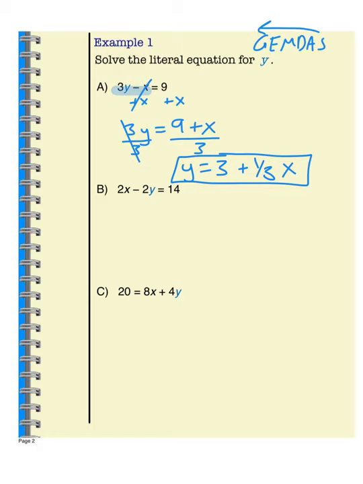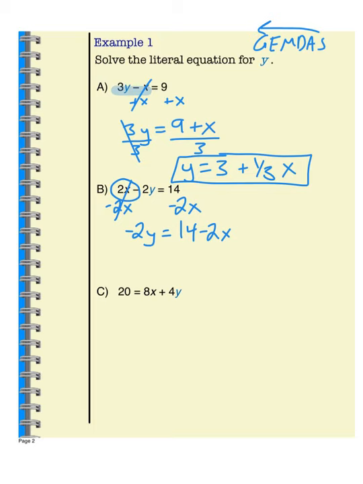All right, part B. We have 2x minus 2y equals 14. Now there are no like terms to combine, so we're thinking GEMDAS backwards. First thing we're going to undo is the subtraction part. So I'm going to subtract 2x from both sides. It cancels out on the left. I have negative 2y equals 14 minus 2x.